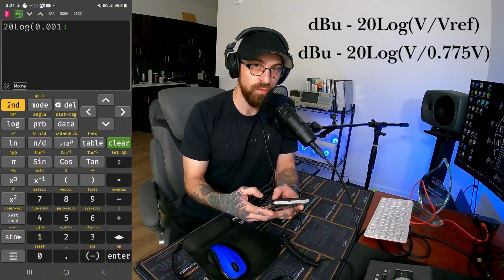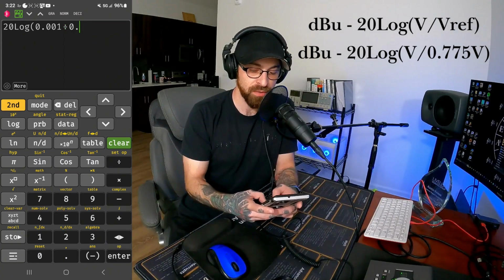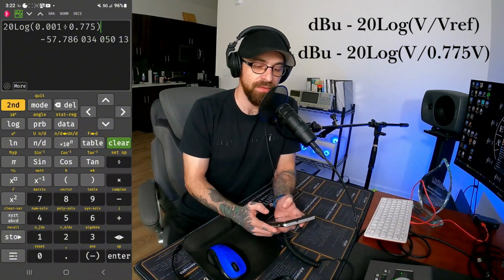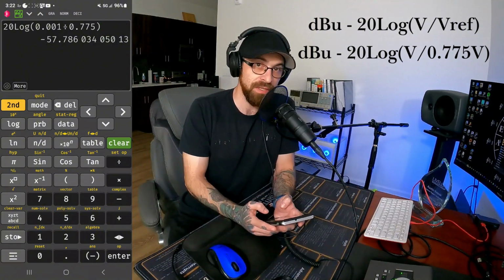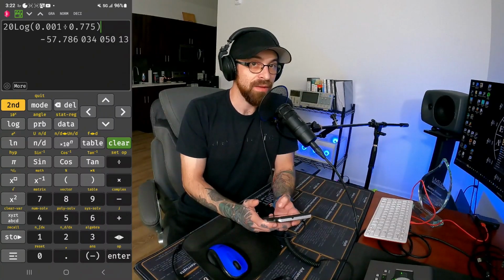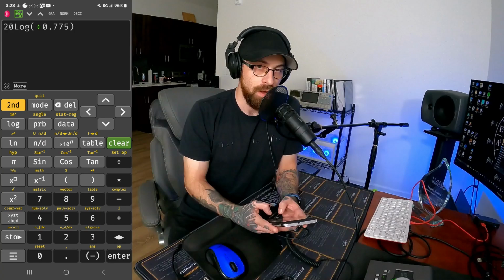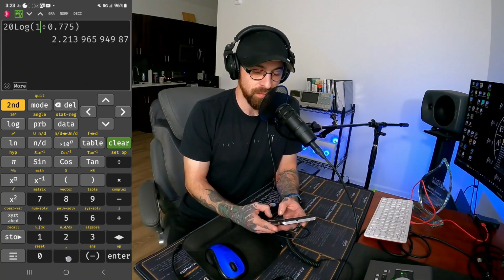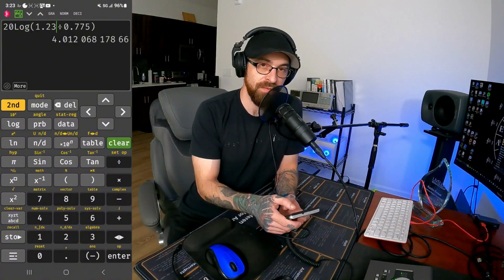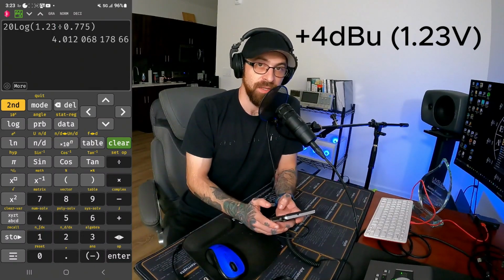divided by our reference voltage. And what we want to use is dBu, which if you remember is 0.775. And we can see here that this is actually negative 57.78 dB. And this is our typical mic level. And side note, this is why microphones need a preamp or a preamplifier in order to get up to line level. So if you remember, professional line level is 1.23 volts divided by 0.775, which is our reference, and you can see we're at plus 4 dBu.